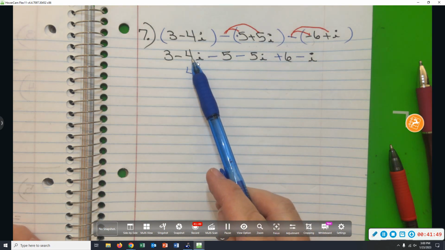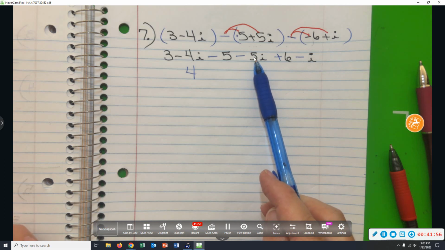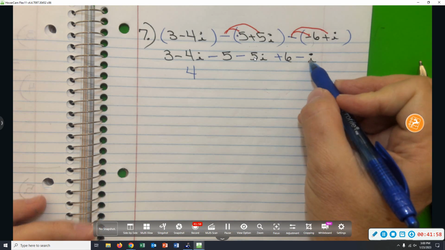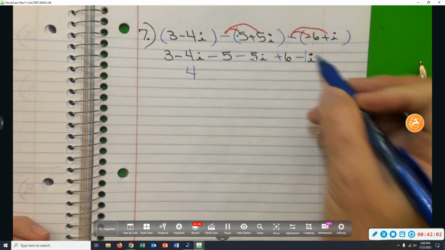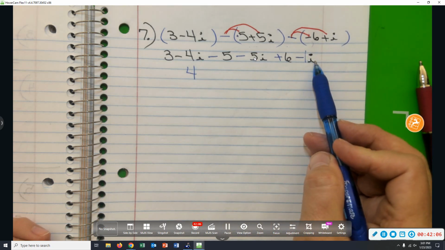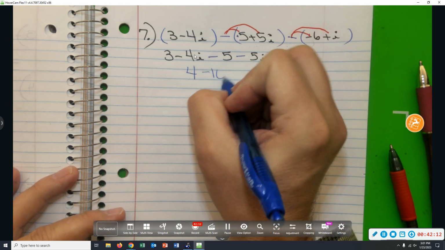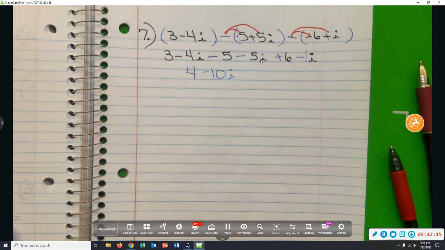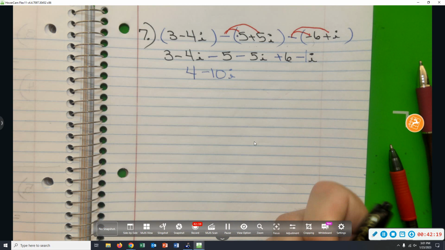Now, negative 4i minus 5i, that gives me negative 9i minus, I don't see a coefficient here. What do we assume it is? Okay, so you said that's a negative 9i minus 1i. Negative 9 minus 1 gives me negative 10i. Negative 4i plus a negative 5i plus a negative 1i is a negative 10i.